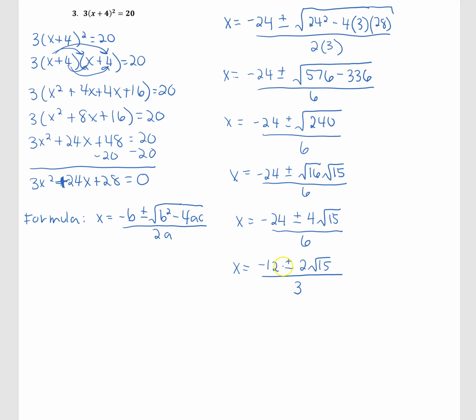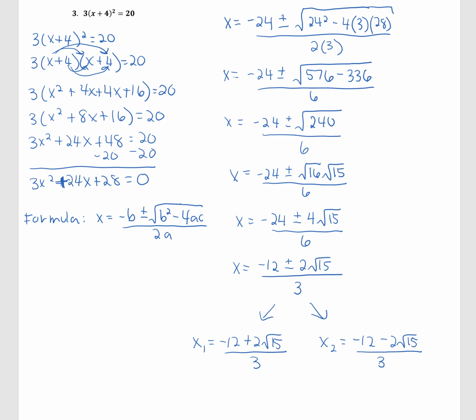And now, to figure out both values of x that are possible, we just split up this plus or minus here, so we get x1 is (-12 plus 2 root 15) over 3, and x2 is (-12 minus 2 root 15) over 3. And so those are the same answers that you should get no matter which way you do it. And that's the answers in the answer key as well, when they did it a different way.